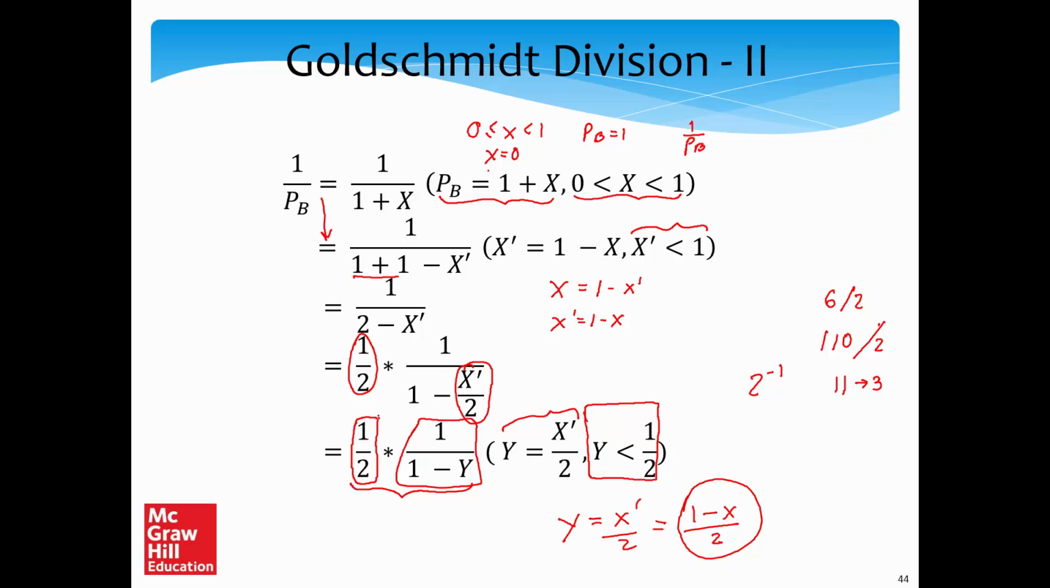So this half is not a big deal. Even multiplying a binary number with half is the same as right shifting. That's also not a big deal. The difficulty lies in computing 1 by 1 minus y. If we can do that quickly, we are done.